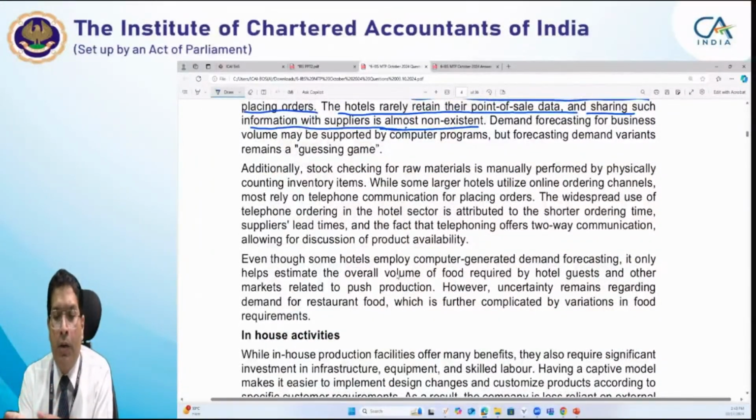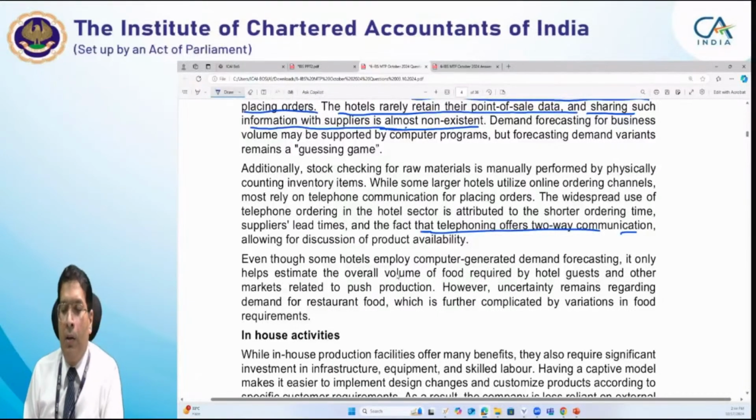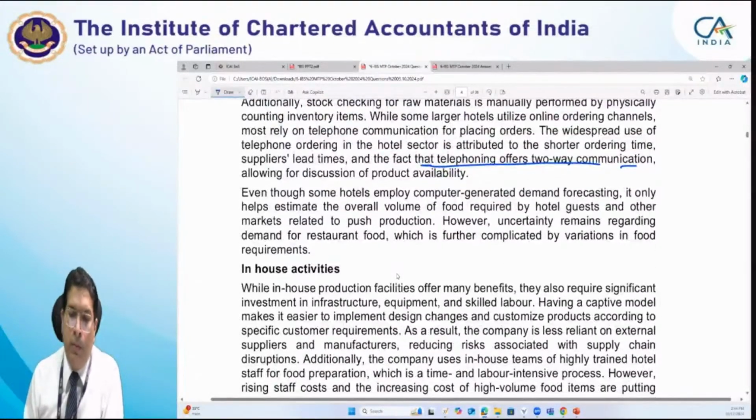Additionally, stock checking for raw materials is manually performed by physically counting inventory items, while some larger hotels utilize online ordering channels. Most rely on telephone communication for placing orders. The widespread use of telephone ordering in the hotel sector is attributed to shorter ordering time, suppliers' lead time, and the fact that telephoning offers two-way communication. Still, they are using the telephone system to communicate. Okay.